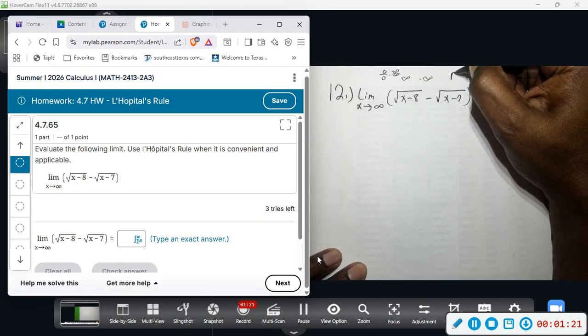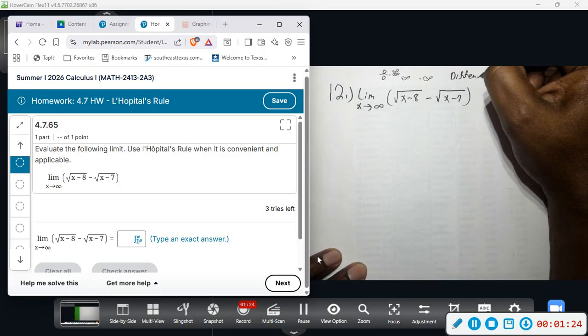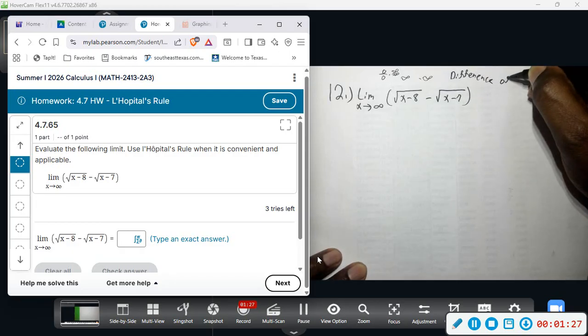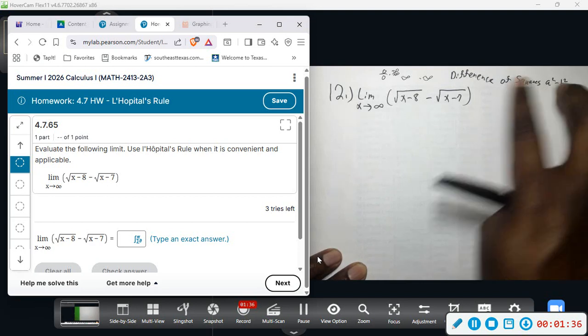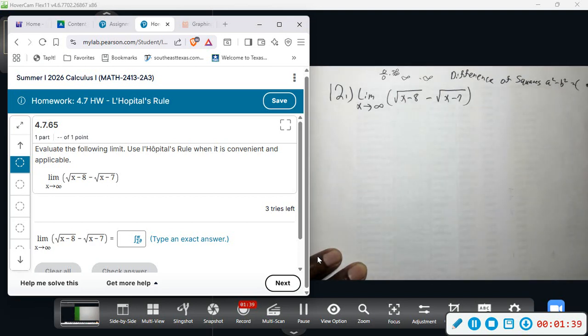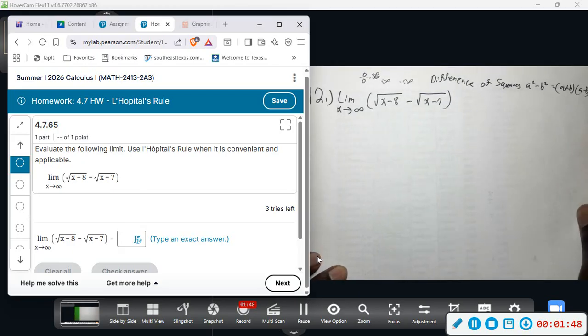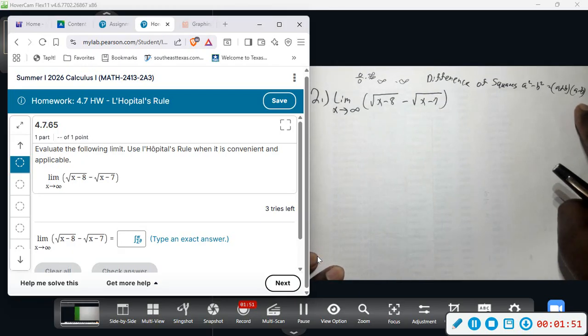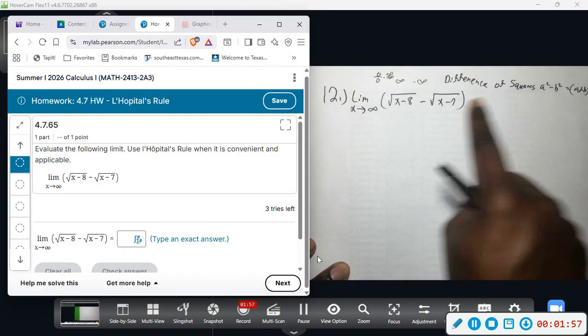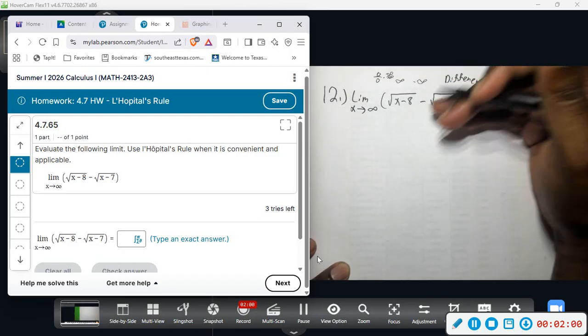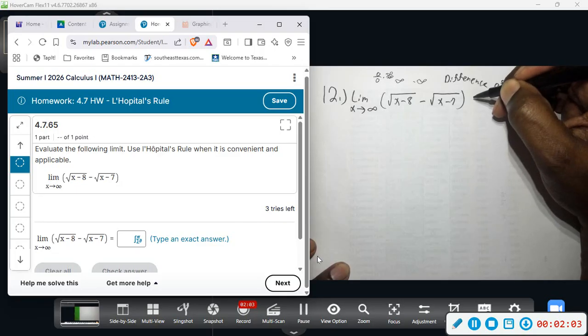If you remember difference of squares, you have a squared minus b squared, and when we get those squared, it allows us to get rid of those square roots. It is equal to a plus b times a minus b. That's the difference of squares formula. This is a and this is b, so I have a minus b. I need an a plus b. So I can't just multiply that. I want to do it on top and bottom, so I keep it even. It's kind of like multiplying by 1.